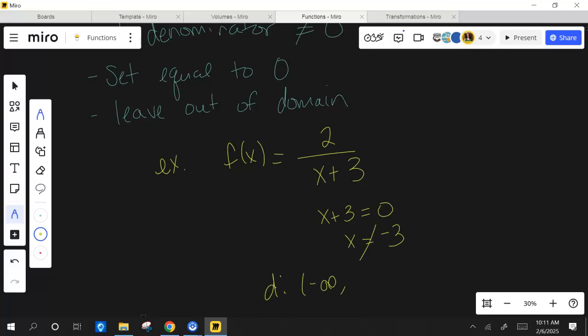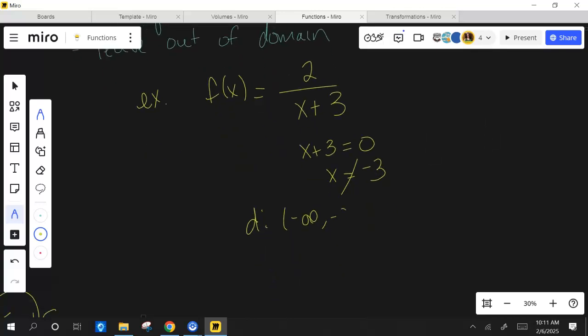Negative infinity, negative 3, union. Remember, if we leave out a single value, we do it with back-to-back parentheses every time. That's always what we do. And a union. Back-to-back parentheses and a union. That's right. So I have left it out.